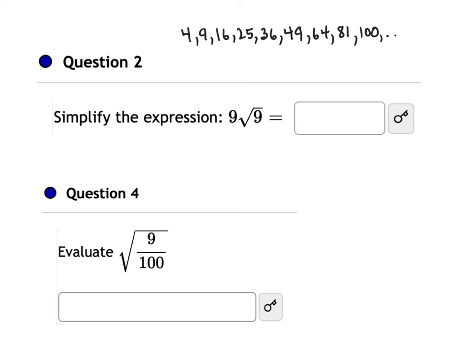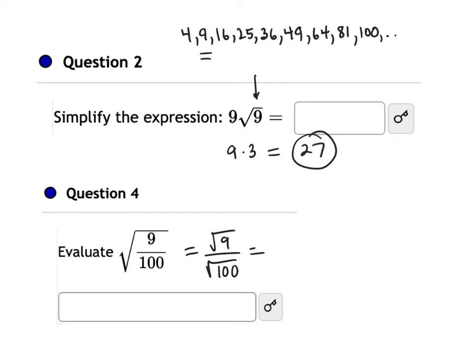Question 2. Notice how the square root of 9 is a perfect square. It's on this list right there. This is 9 times the square root of 9, which is 3. And 9 times 3 is 27. Question 4. When you get a fraction under a square root, you can split up the roots. This is the square root of 9 over the square root of 100. Same exact thing. Square root of 9 is 3, square root of 100 is 10, so the answer is 3/10.